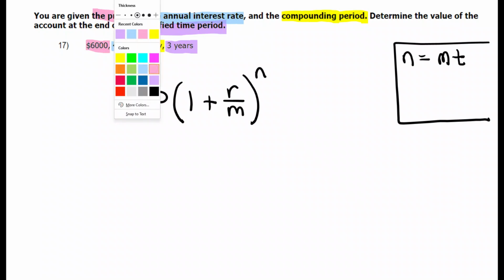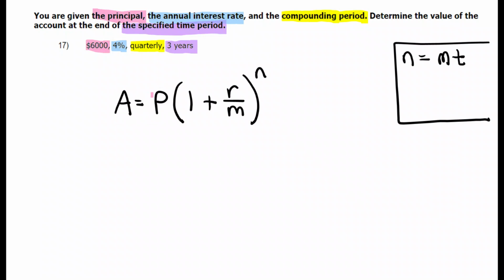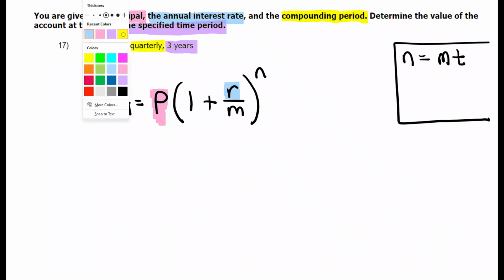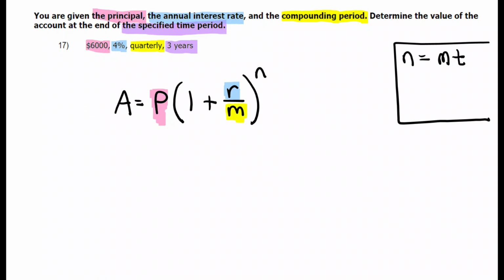All right, so let's identify all the players. The principal is in pink. That's the $6 grand. The interest rate is the little r, and that's the 4%. But remember, you'll use 0.04. And then M is your compounding period, and it says quarterly, so that means that M is a 4. It's 4 times a year. Just like there's 4 quarters in $1. And then the R, remember, is 0.04.